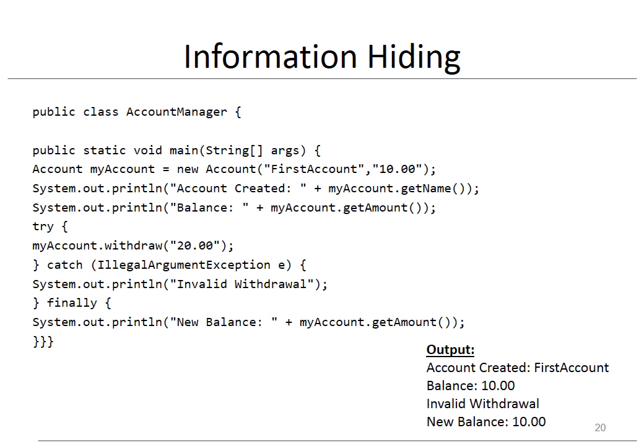Here you can see the output if we run our AccountManager class. Since 20 is bigger than the amount 10, an exception is thrown saying invalid withdrawal. The finally statement then prints the amount, which remains unchanged at 10, as you can see.